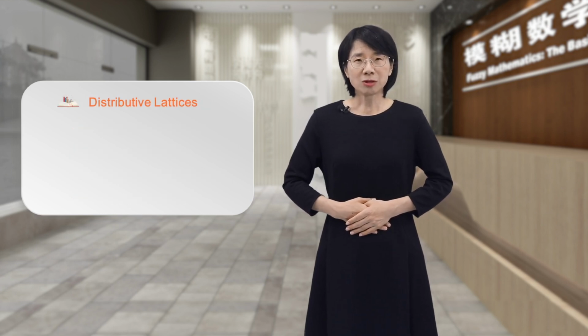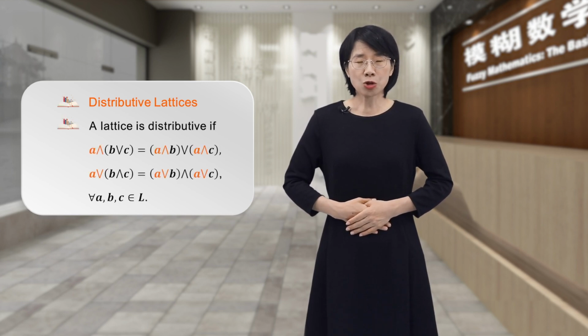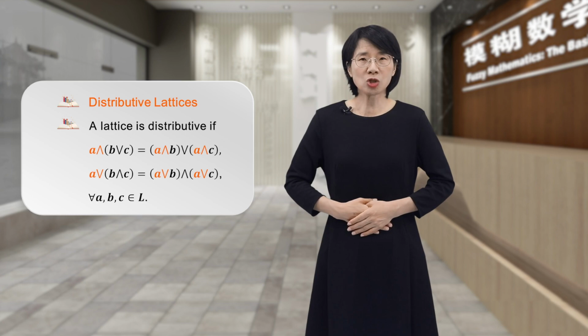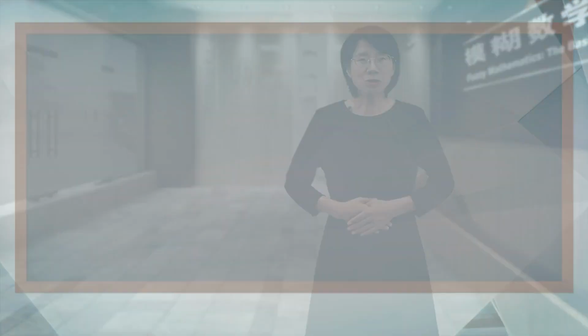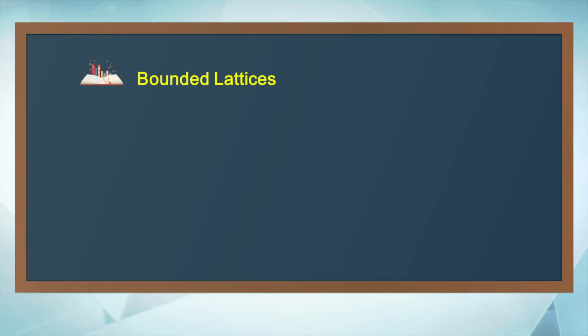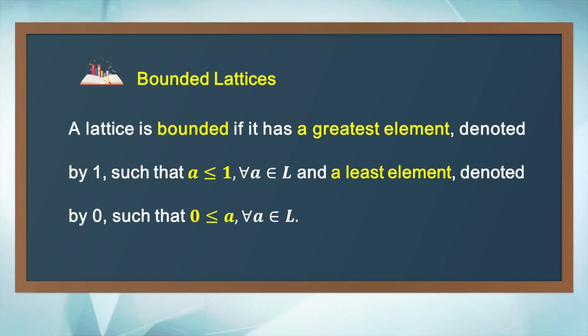First, distributive lattices. A lattice is called distributive if the two binary operations obey the distributive laws, that is, join distributes over meet, meet distributes over join. Next, bounded lattices. A lattice is bounded if it has a greatest element and a least element.